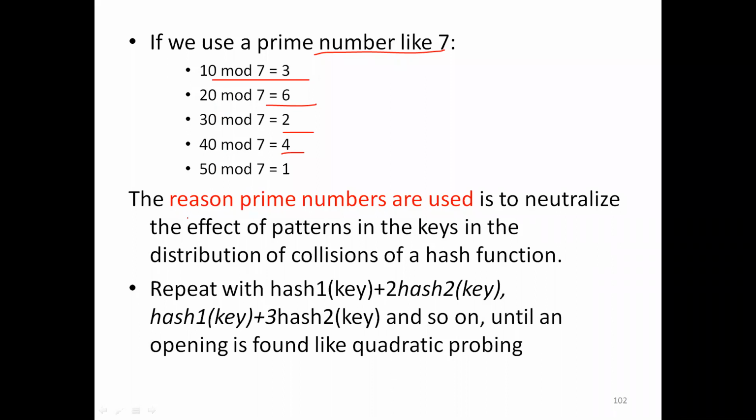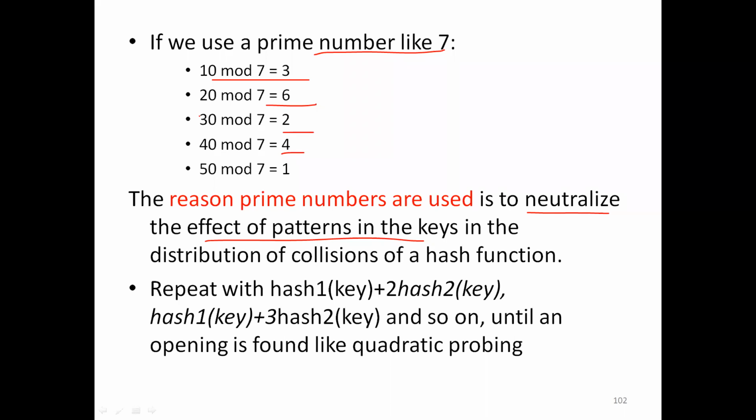The reason prime numbers are used is to neutralize the effects of a pattern. The previous pattern is 2, 0, 2, 0. The pattern is like this only. Every time 2, 0 comes. So to avoid the pattern, we are using the prime number 7. When you are using the second hash key, if again a collision occurs, there comes the problem.